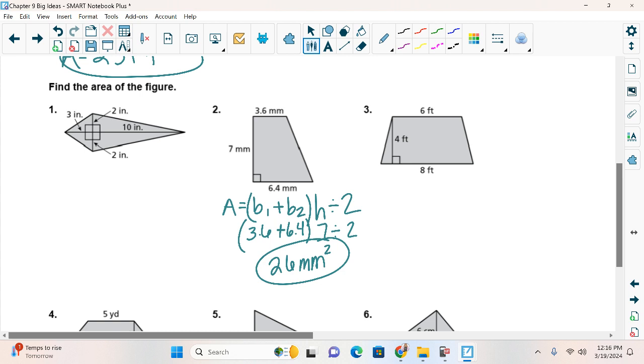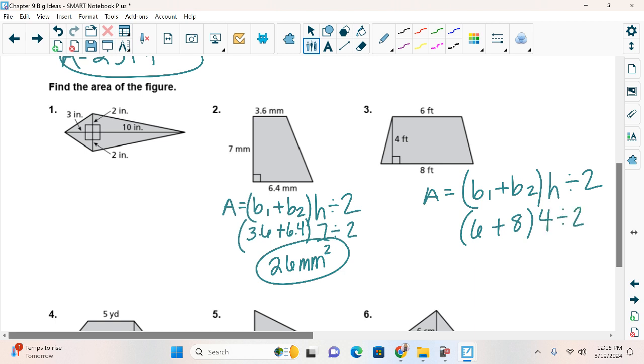Okay, next one. Area equals. Sing it with me. Base 1 plus base 2 times the height divided by 2. What's our two bases? 6 plus 8. What's our height? 4 divided by 2.